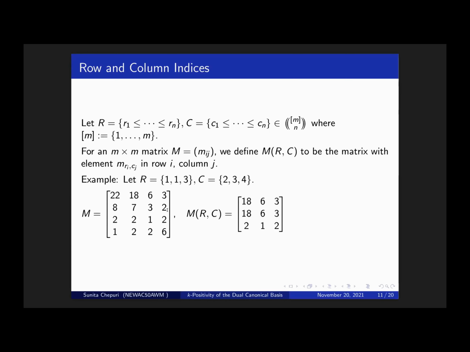We're not going to have row 2 at all. We're going to have row 3 once. We're not going to have row 4 at all. And then we're going to have columns 2, 3, and 4, but not column 1. So that ends up giving us this. You can see we have 1, 8, 6, 3 because we have this in the first row, columns 2, 3, 4, and then it's repeated here. And then in the last row here, we have 2, 1, 2 coming from there.